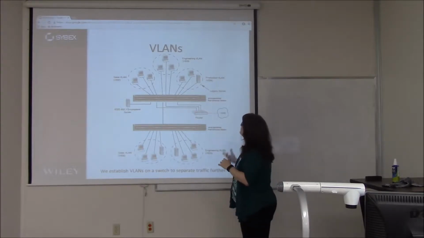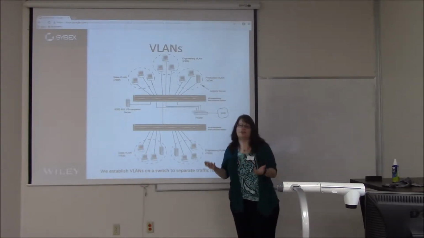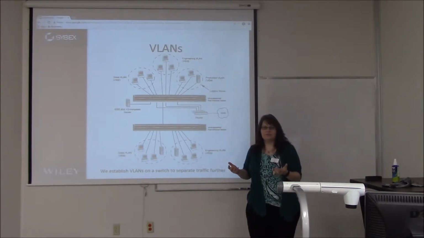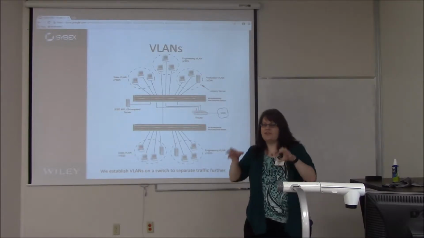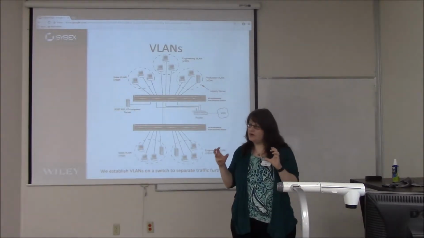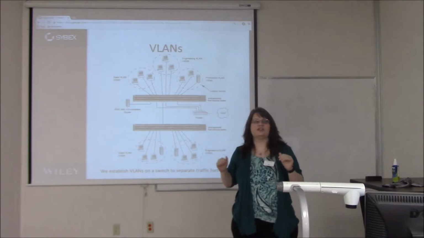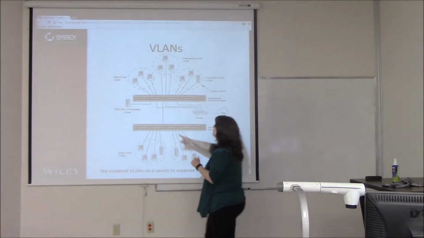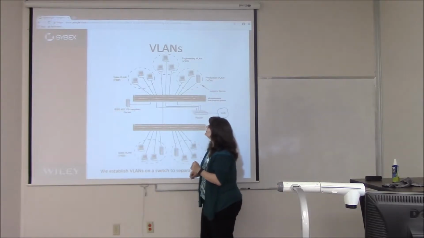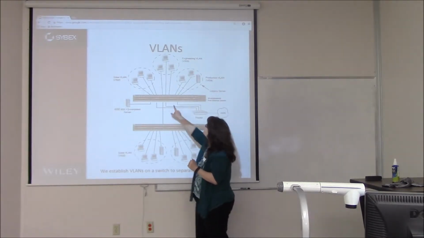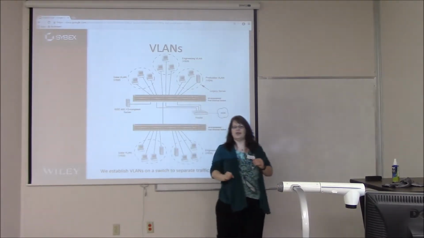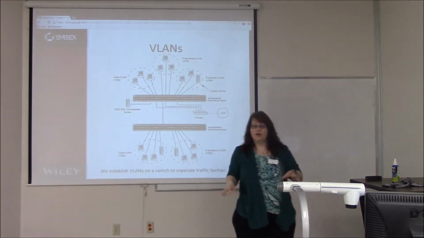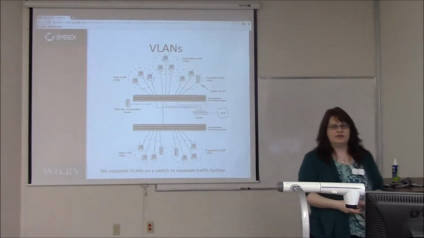Then I'm going to do the same for engineering. Okay, they're 10, 11, and 12. So I'm going to go in, and even though they're all physically connected to one switch, I'm going to logically separate them. And when I logically separate them, I'm saying people on the sales VLAN, the sales virtual LAN, can't talk to people on the engineering virtual LAN. They're separate. Why would I want to do that?